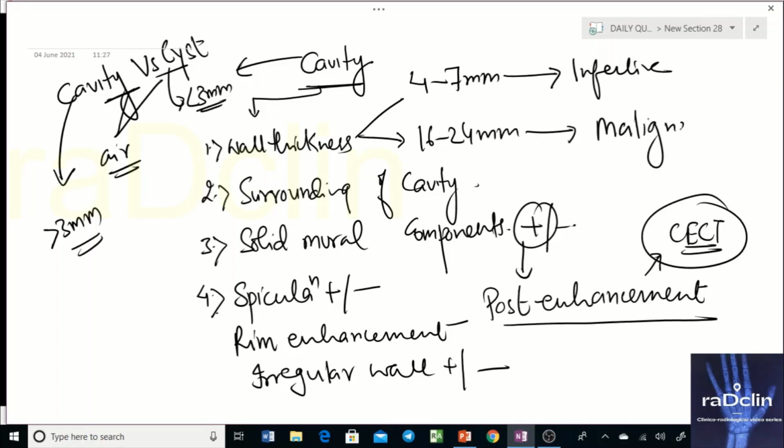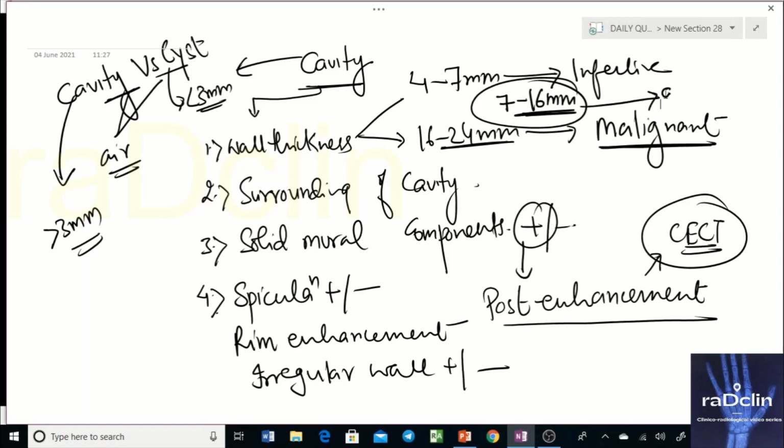We want to divide the causes of cavities into infective and non-infective, and among the non-infective, if we have a thick walled cavity, it suggests malignancy. Now if you ask me what happens between 7 to 16 mm, what happened to this particular size, it's a dicey situation. So I would say it is indeterminate. It could be malignant or it could be infective. You have to look at other features also.